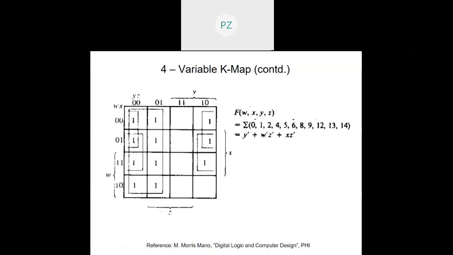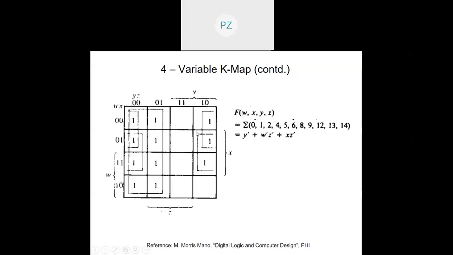But in order to cover this one, I see that this should also be combined with 4 ones in order to have the largest possible combination of ones in powers of 2. So if I take it alone, I'll have a product term which will have 4 variables. If I combine with these two, then I'll have a product term with 3 variables. But if I combine all 4, this product term is going to give me just 2 variables. That is what we discussed in the very beginning. The first slide I said, what do we mean by minimization?